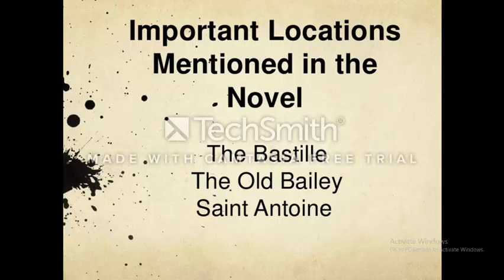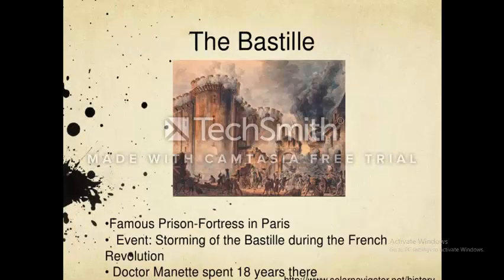Here we come to the final part in our video. Important locations mentioned in the novel: the Bastille, the Old Bailey, and Saint Antoine Street. The Bastille was a famous prison fortress in Paris. Storming of the Bastille during the French Revolution. Dr. Manette spent 18 years there.